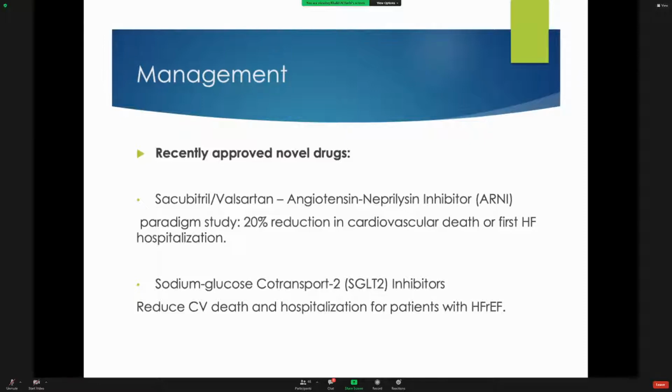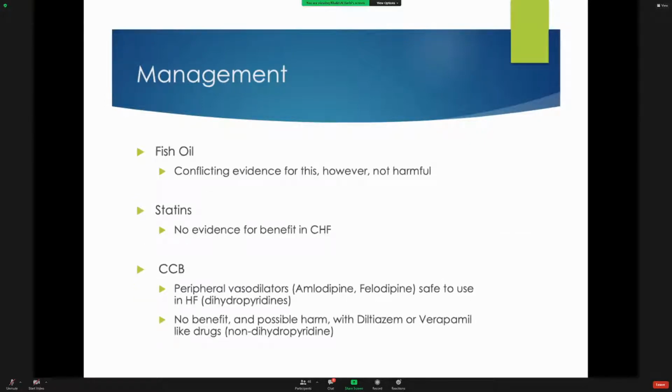Sorry, I have a question. Is the non-dihydropyridine contraindicated in general, or in addition to, for example, a beta blocker? No, in heart failure patients, you can't give them. In any patient with reduced ejection fraction, diltiazem or verapamil will increase mortality. So it is contraindicated. But you can give them the dihydropyridine like amlodipine or felodipine.